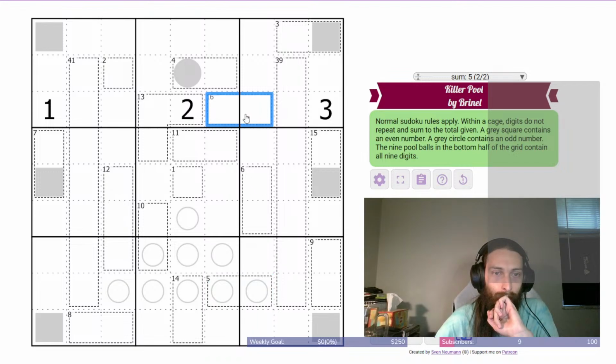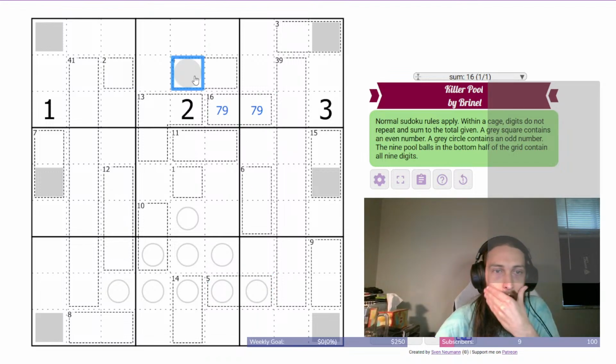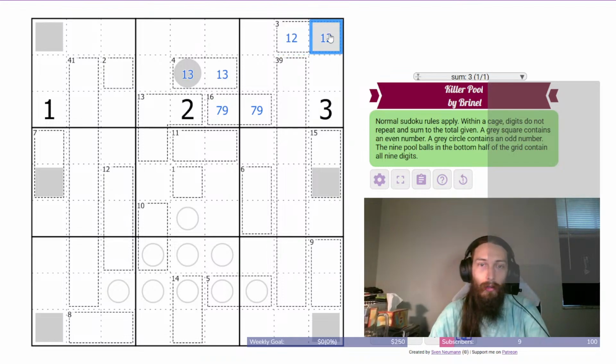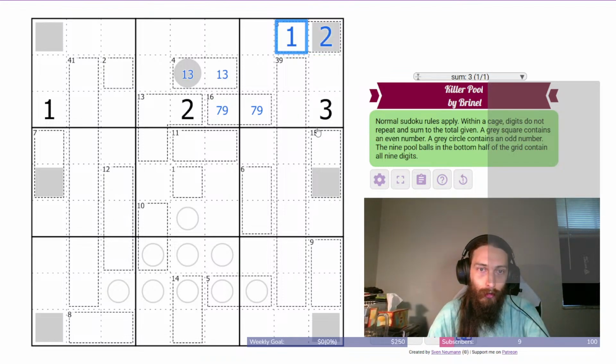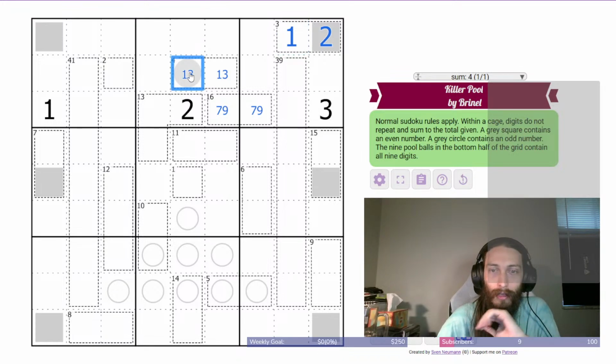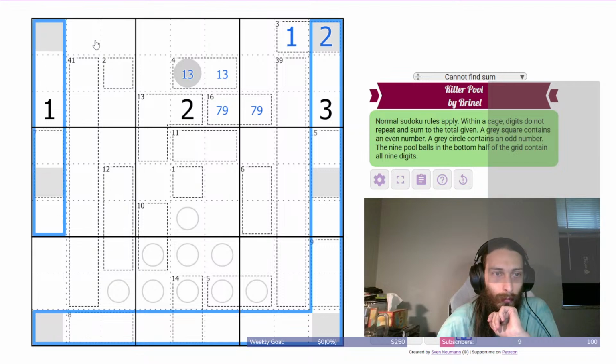Yeah. 16, 7, 9. This is a 1, 3. There's a 3 cage in box 3. 1, 2, and a square has to be even, so that's going to be a 1, 2. I like how this had to be an odd circle. That's probably for the cue ball and our corner pockets.